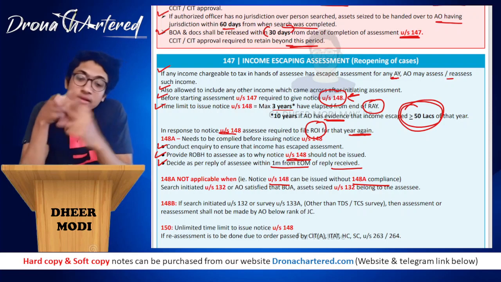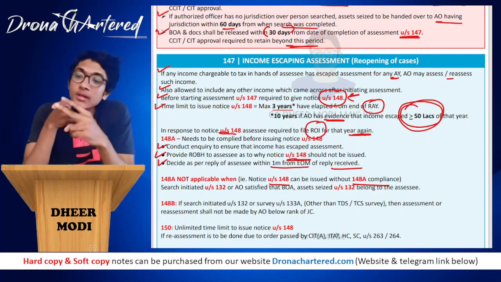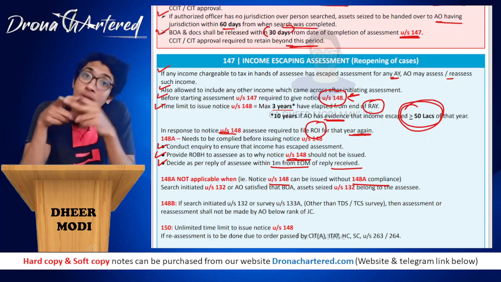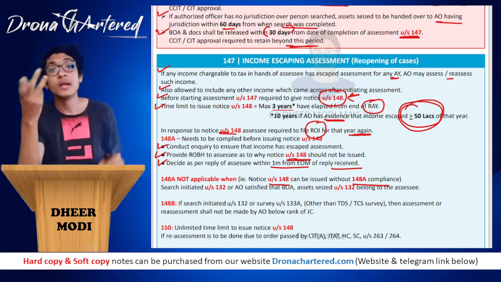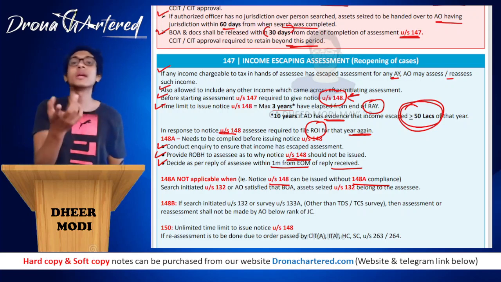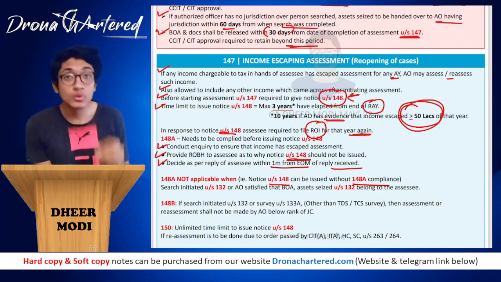For 147, that is for income escaping assessment, the limits are 3 years and 10 years. For income escaping assessment, you first have to issue notice under section 148. But to issue notice under section 148, you have to comply with 148A. 148A had 3 conditions. Now, in some cases, 148A need not be complied with. That means notice can be issued directly under section 148.